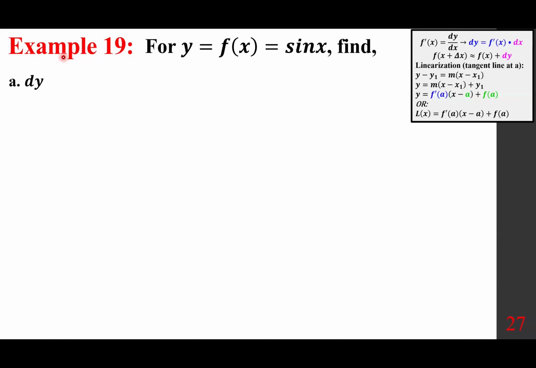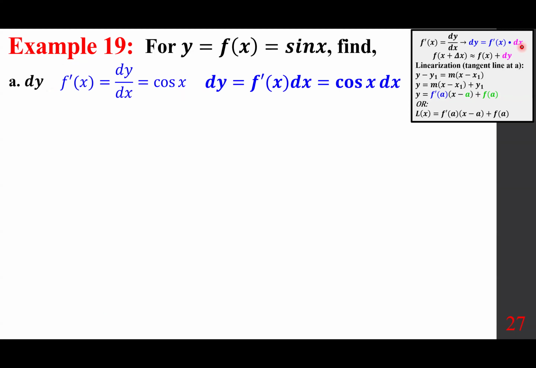All right, for y equals f of x equals sine x, find dy. Well, never mind dy, let's find the derivative. Y prime or f prime of x is dy/dx equals cosine x. So that's simple. So what is dy? Exactly the same thing, times dx. So that's dy.